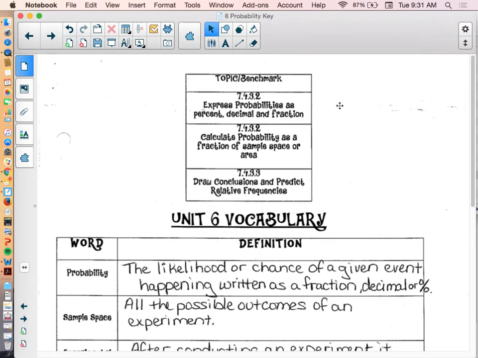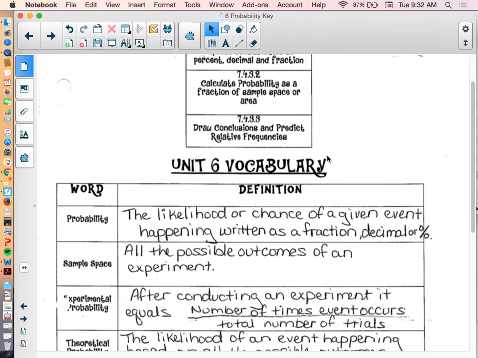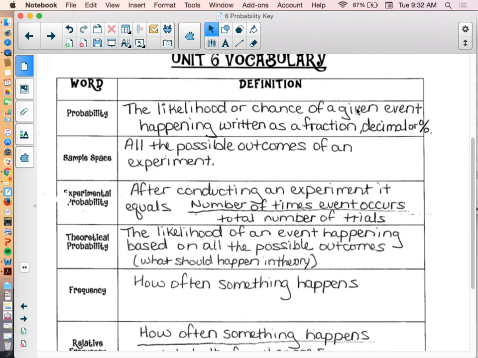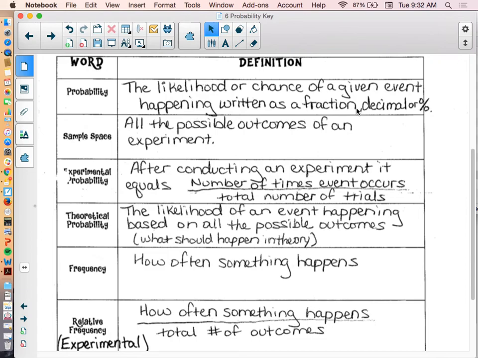We are going to learn to express probabilities as percents, decimals, and fractions, calculate them as a fraction of sample space, and draw conclusions. The big word here is relative frequency. Please copy the vocabulary section. You can pause the video to do that.